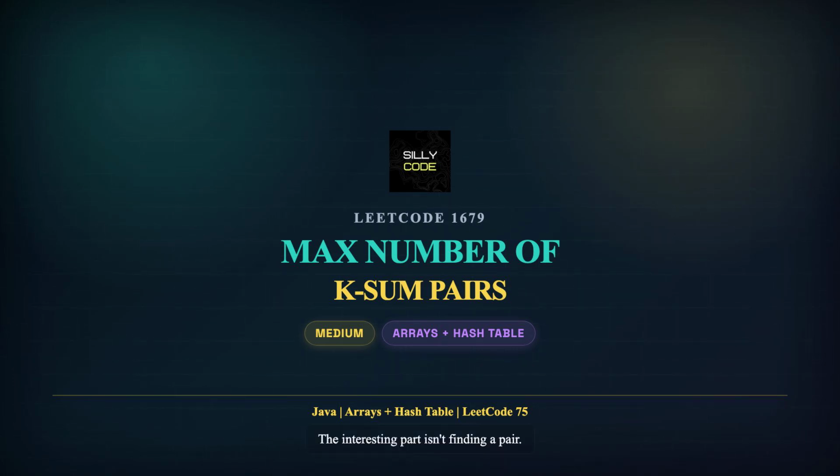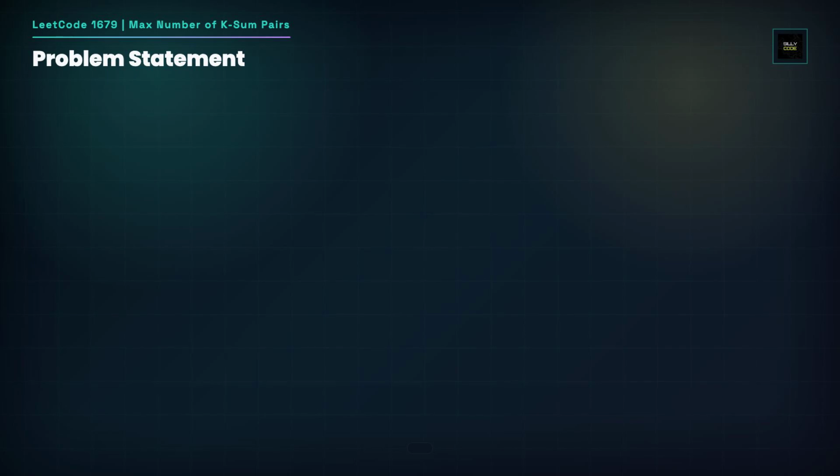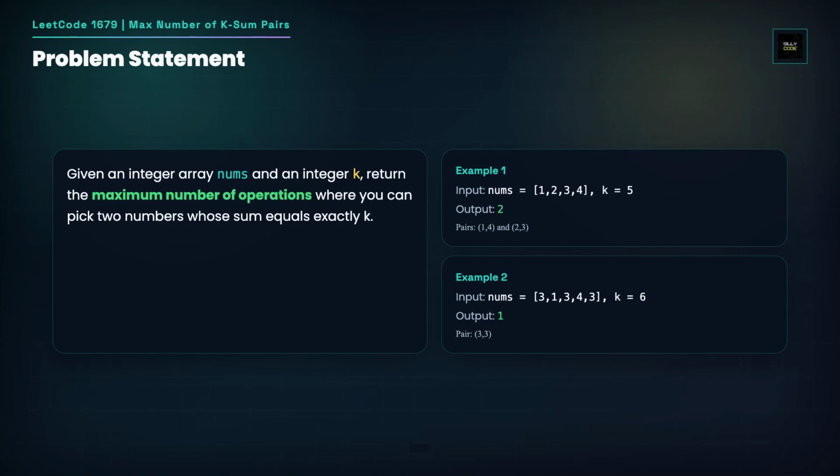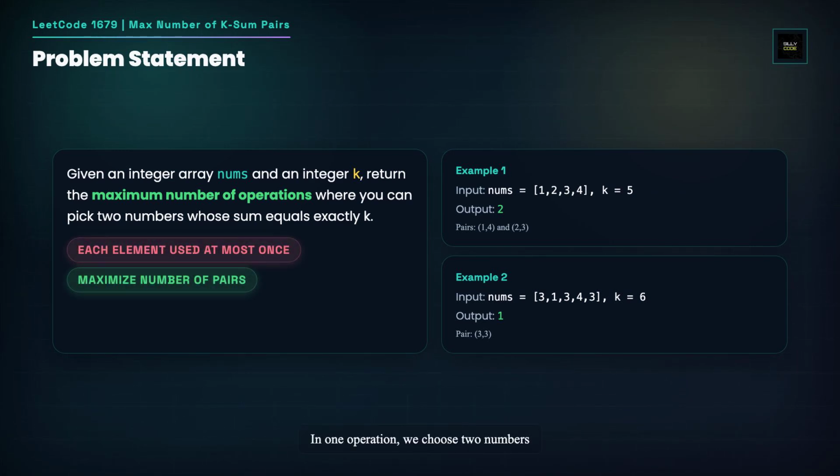The interesting part isn't finding a pair. It's finding the maximum number of valid pairs. So let's first understand exactly what the problem is asking. We're given an integer array called nums. And we're also given another integer k. Our goal is to perform an operation as many times as possible. In one operation, we choose two numbers whose sum is exactly k. Once we use those two numbers, they are removed from the array. That means they cannot be used again. We keep repeating this process until no more valid pairs can be formed. Finally, we return the maximum number of operations we were able to perform.